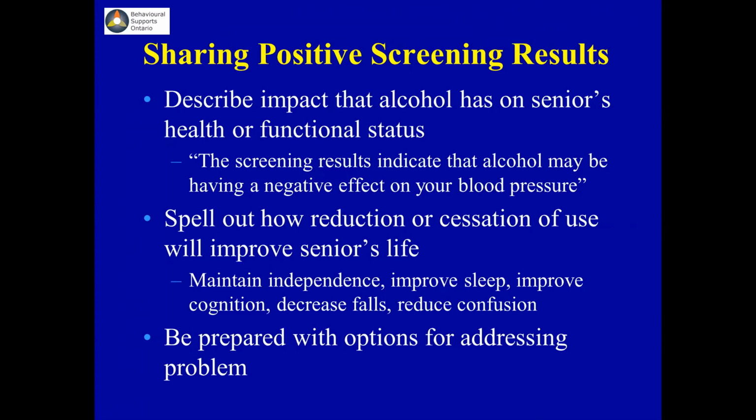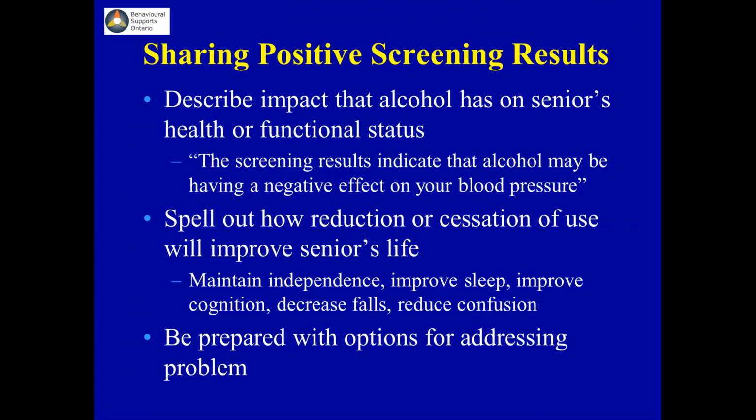You know what? Alcohol is actually making you more confused. If you really want to, I understand that you want to stay in your home as long as possible. You don't want to move to long-term care, but it's really difficult to do that because alcohol is really affecting your falls. So can we talk about how we can change your use of alcohol to make sure that you stay in your home for as long as possible?